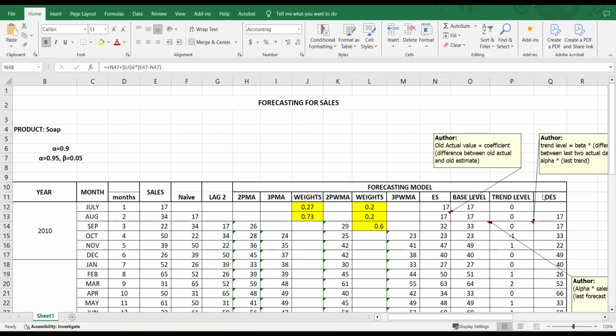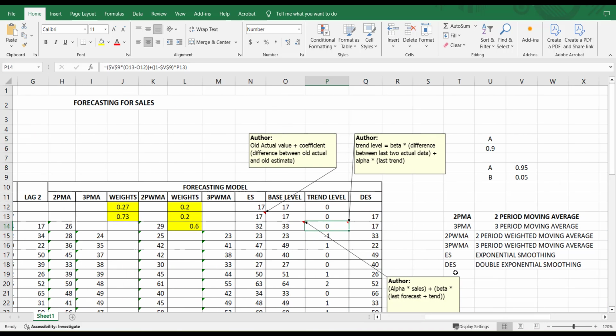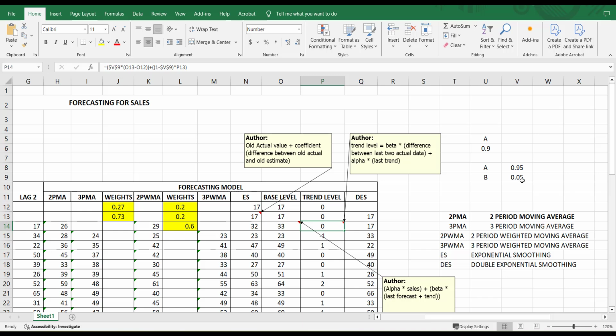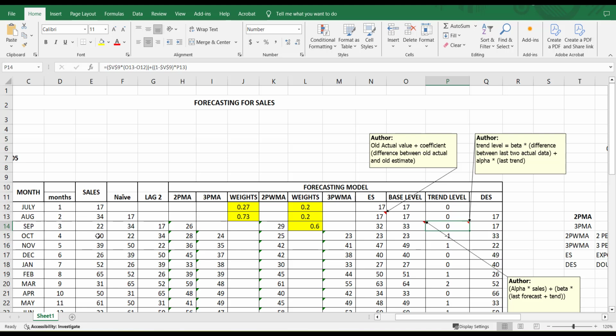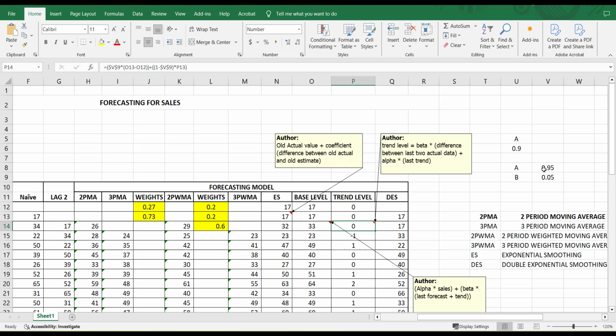After this we focus on the double exponential method. It requires calculation of the trend level and the base level. For the trend level, the formula is written here. The trend level is equal to beta, which is given as 0.05, times the difference between the last two actual data points, so it's actually the rate of change, 34 minus 17. Then, if you look at the formula here, plus 1 minus beta, multiplied by the last trend level. So this is the trend.